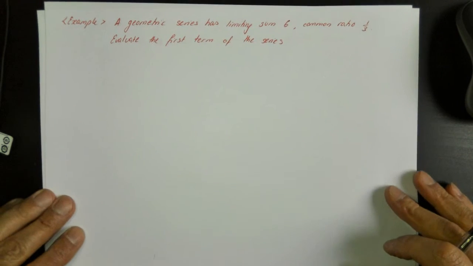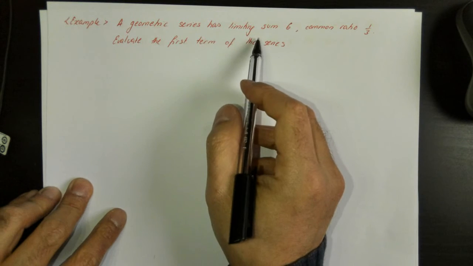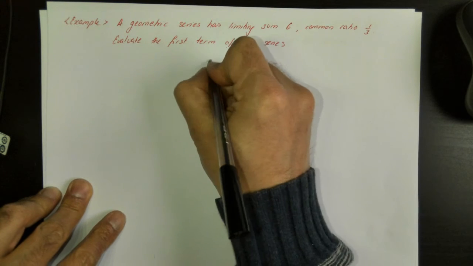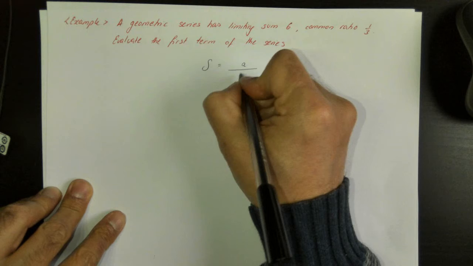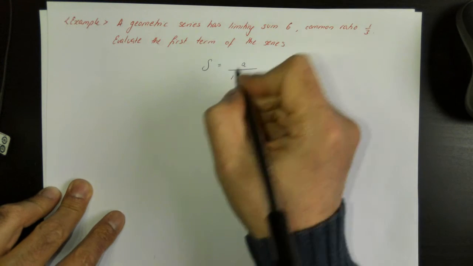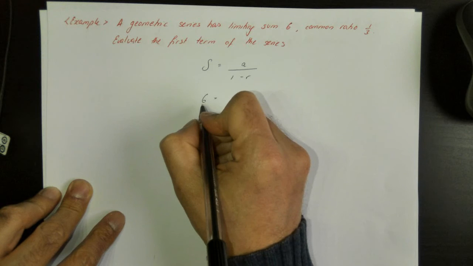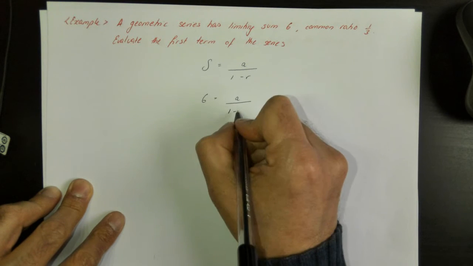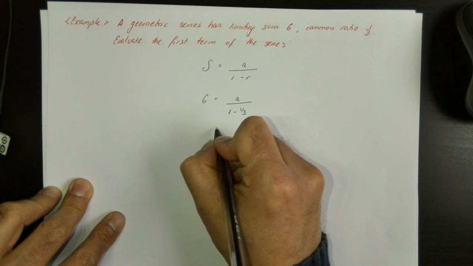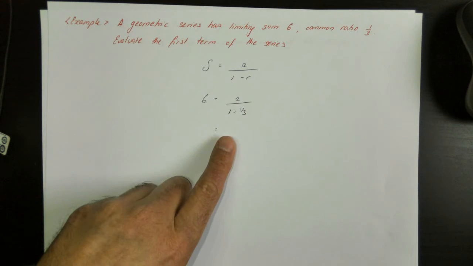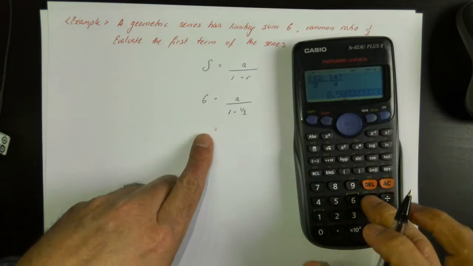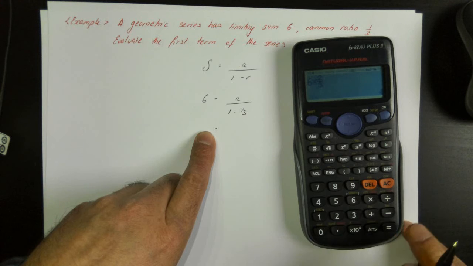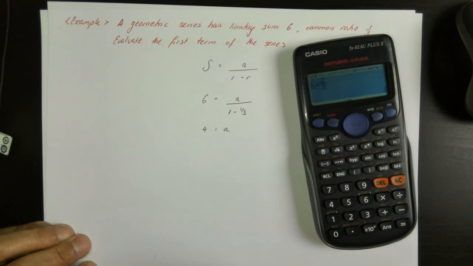Here's another example. A geometric series has a limiting sum of 6, a common ratio of a third, and we want to find the first term. So we know that the limiting sum is using this formula. It says the sum is 6, so it converges to the number 6. We don't know what a is, that's what we want to find, but we know that it has a common ratio of a third. So 1 minus a third equals 2/3, so 6 times 2/3 is 4. So a is equal to 4.